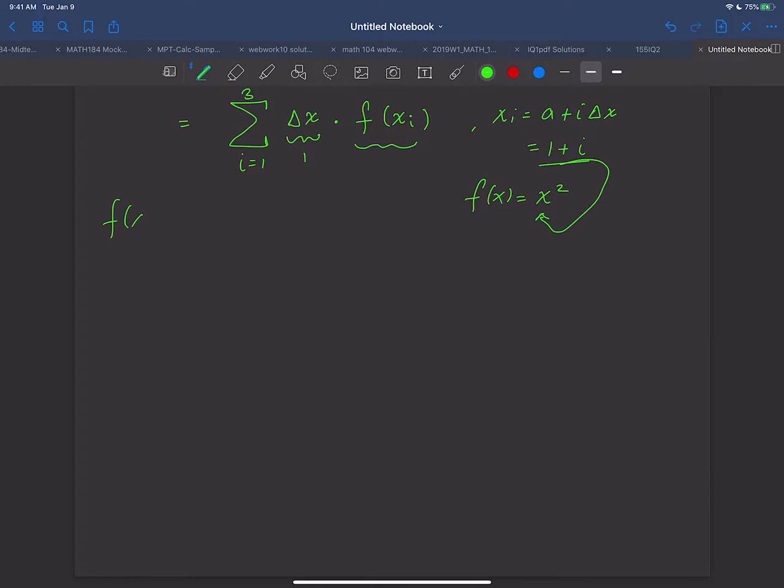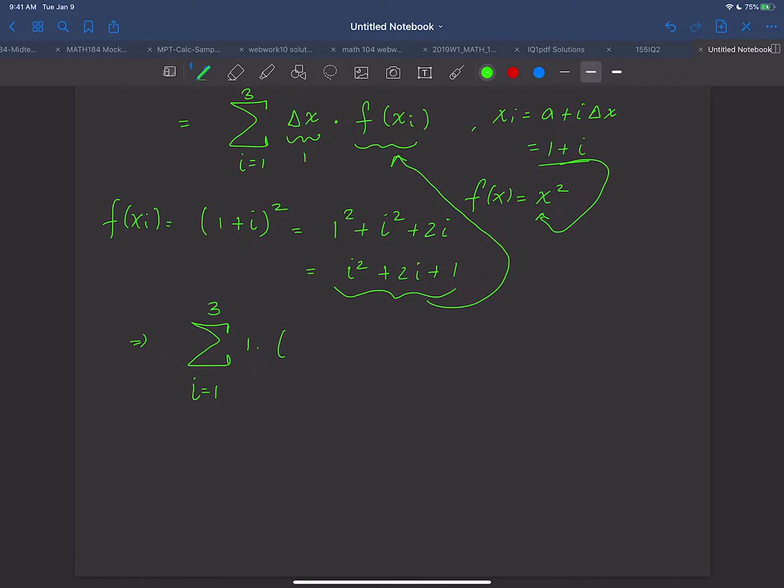So my f of xi will look like 1 plus I squared. And if you expand this, just to make it look nicer for the later parts, you'll get 1 squared plus I squared plus 2I, right? Standard form, I squared plus 2I plus 1. Okay, so this is my f of xi. So all I got to do is take all of this and put them there. I know my delta x. So my summation now is becoming one of the problems that you already solved before. 1 times I squared plus 2I plus 1.